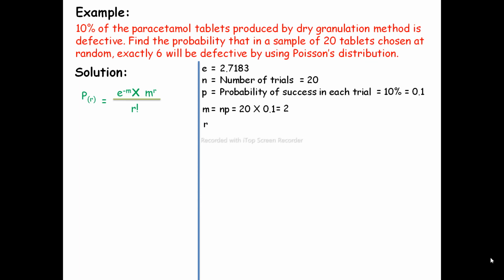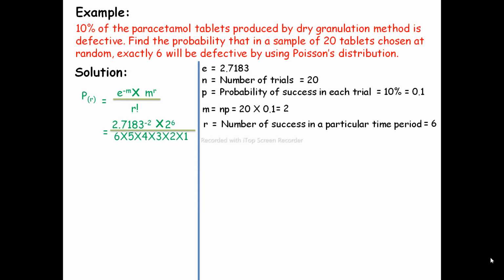r is the number of successes. And what is the success over here? To get 6 defective tablets, so that is 6. Now you need to put all these values in the formula. So e is 2.7183 to the power of minus 2, multiplied by m, which is 2 to the power of 6, divided by r factorial, which is 6 factorial, that is 6 into 5 into 4 into 3 into 2 into 1.